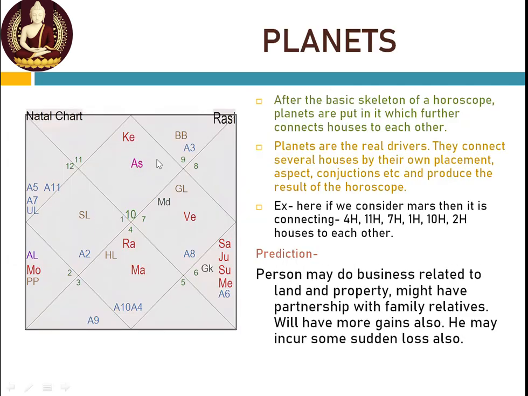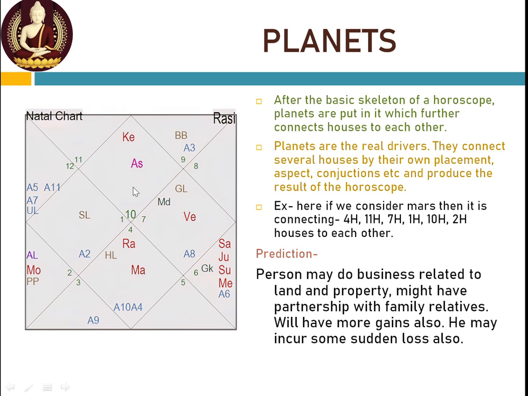Now comes the planet. After the basic skeleton of a horoscope, when planets are put in a horoscope, they further connect different houses to each other. So planets are the real drivers. They connect several houses by their placement, by their aspect, by their conjunctions, and they produce the result of the horoscope. Suppose we are talking about the seventh house here.